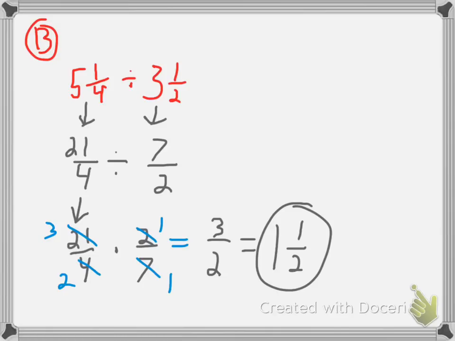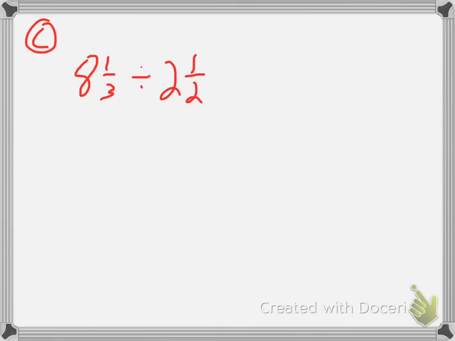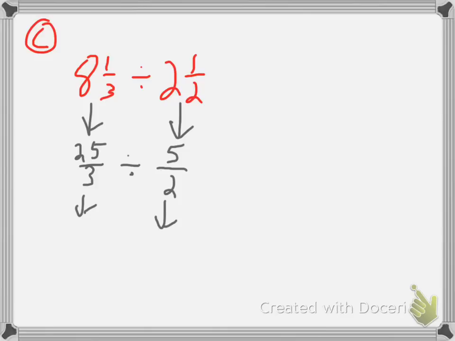Let's look at one more example. 8 1/3 divided by 2 1/2. Again, the first thing I want to do is turn these mixed numbers into improper fractions. So 8 times 3 is 24, plus 1 is 25. So 25 over 3. I'm going to leave it as a division problem right now. Turn my next number into an improper fraction. 2 times 2 is 4, plus 1 is 5. 5 over 2. Now, I want to turn my division problem into multiplying by the reciprocal. So 25 over 3 times 2 over 5.